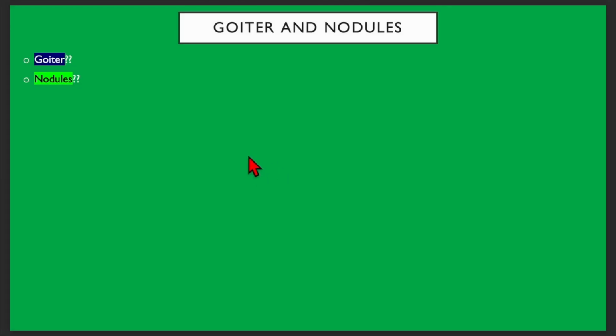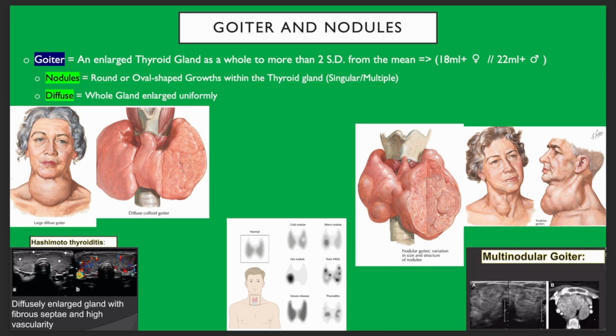Okay, good. So, moving on, we have here goiter and nodules. Do you know what is the difference between goiter and nodules? Okay, I'm going to give you the answer. Goiter is an enlarged thyroid gland as a whole, to more than 2 standard deviations from the mean. So this is how you can define it. But in practical terms, it means that females have higher than 18 mL and males have higher than 22 mL. So the males have a bit higher thyroid size.